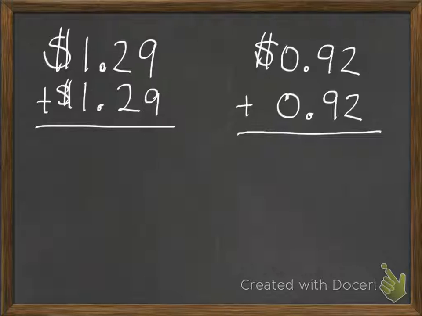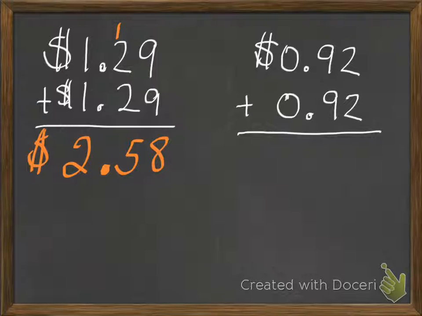So 9 plus 9 is 18. Carry the 1. 1 plus 2 is 3, and 3 plus 2 is 5. Bring down the decimal point. 1 plus 1 is 2. So the apples are going to cost $2.58 for 2 pounds. The bananas, I'm going to add them up. 2 plus 2 is 4. 9 plus 9 is 18. Bring down the decimal and carry the 1. And that ends up being $1.84.